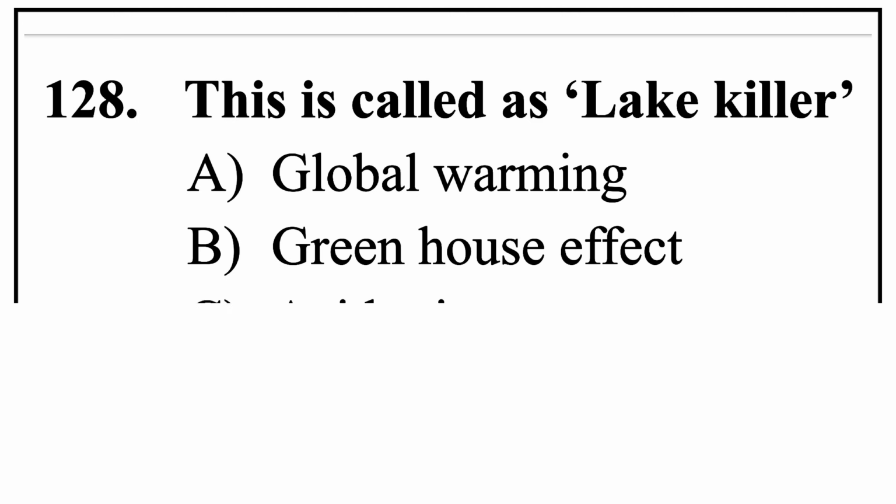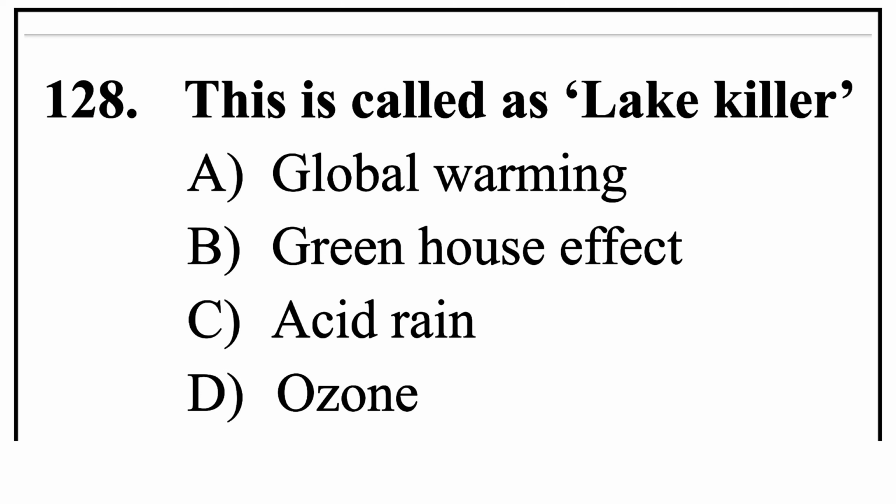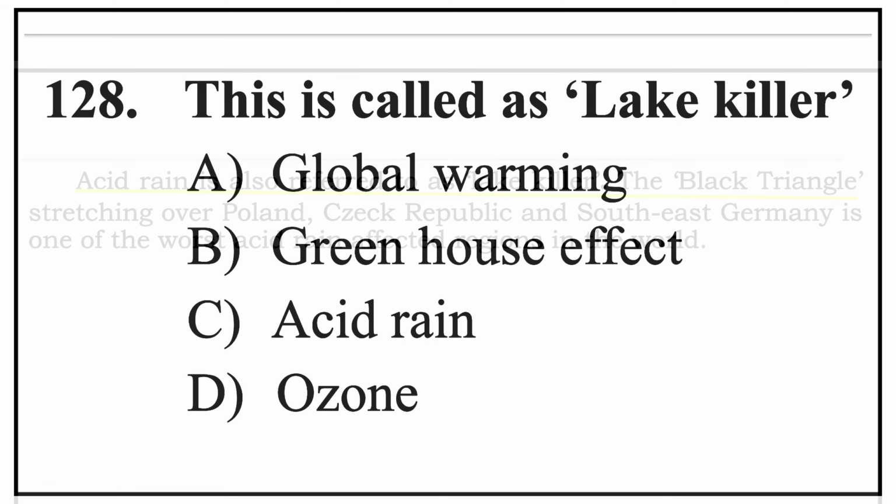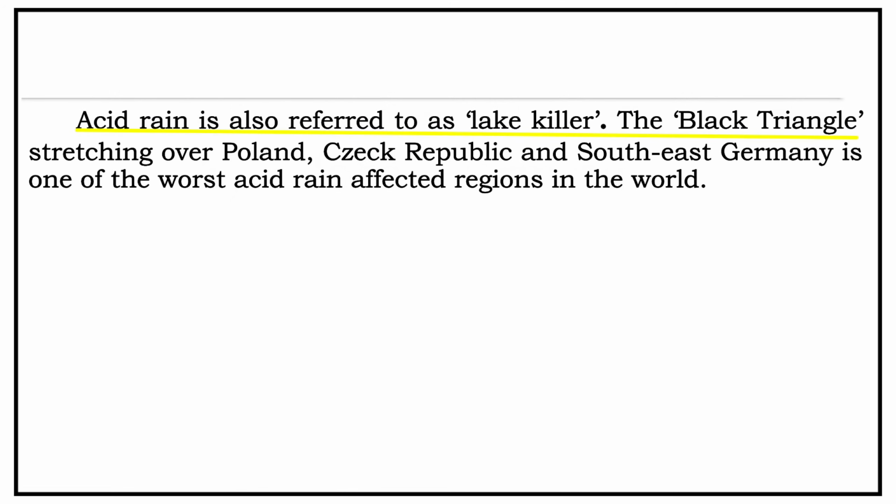128. This is called a lake killer. Options are A. Global warming, B. Greenhouse effect, C. Acid rain, D. Ozone. Here is the answer. Acid rain is also referred to as a lake killer.